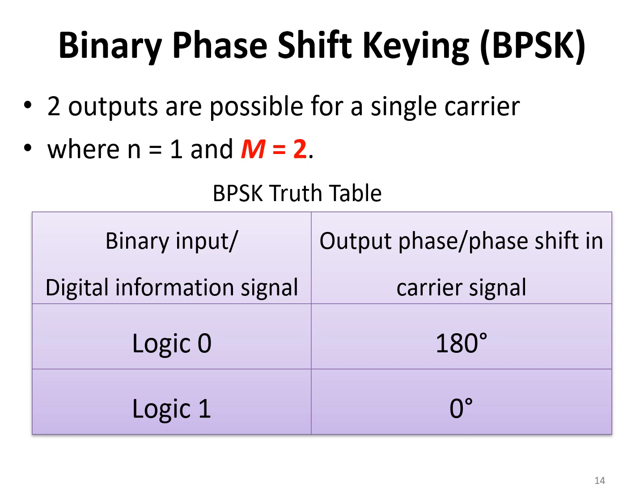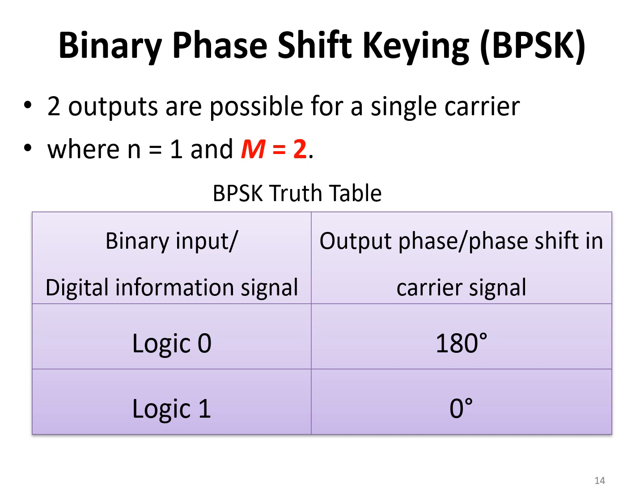Binary phase shift keying is a modulation technique which encodes the digital information signal onto the carrier signal with a single bit per sample. When N equals 1, the number of possible output phases is equal to 2.